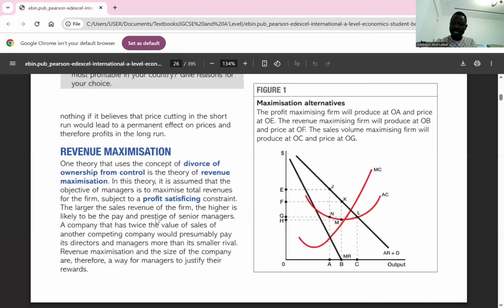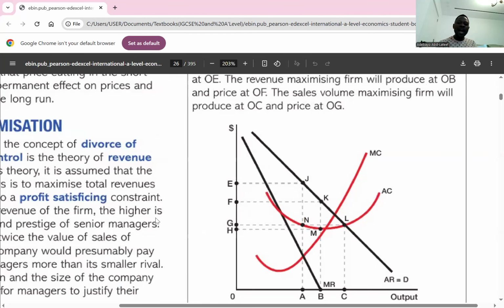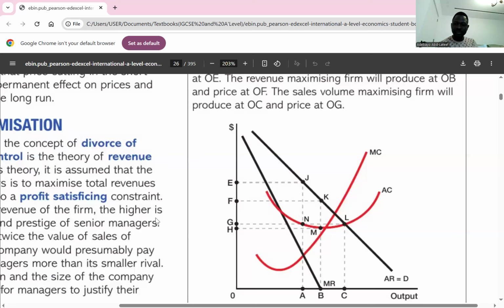For sales volume maximization, based on the graph, it is where your AR equals AC, where your AR is your demand. So a sales volume maximizer will be aiming at selling at the highest possible output, which is OC, and the lowest possible price, which is OG. Do you get it? OC, OG, which is GL. That is where we have our AC equals AR.